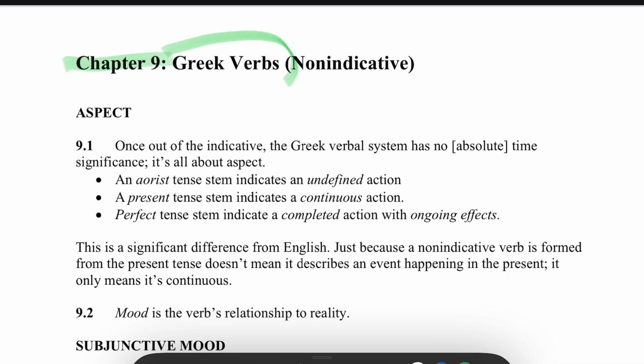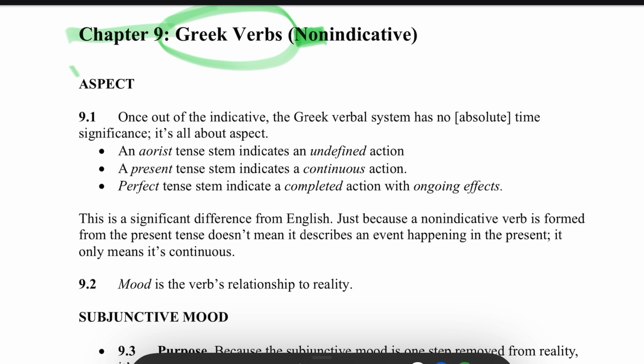Today we are going to be continuing to look at Greek verbs, specifically looking at the non-indicative verbs. Last time we looked at the indicative Greek verbs. Now we're getting into the second part of Greek verbs. So first off, we're going to look at aspect. And if you'll recall, in Greek, the tense kind of carries two loads. It communicates what aspect the verb is in, but it also communicates time. We saw that in the indicative verbs.